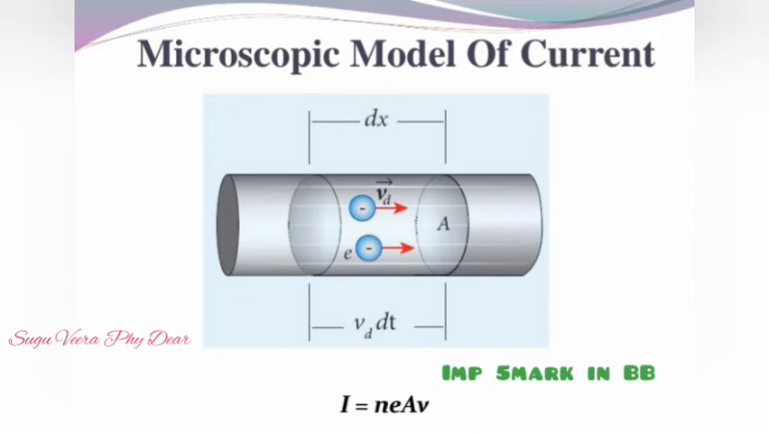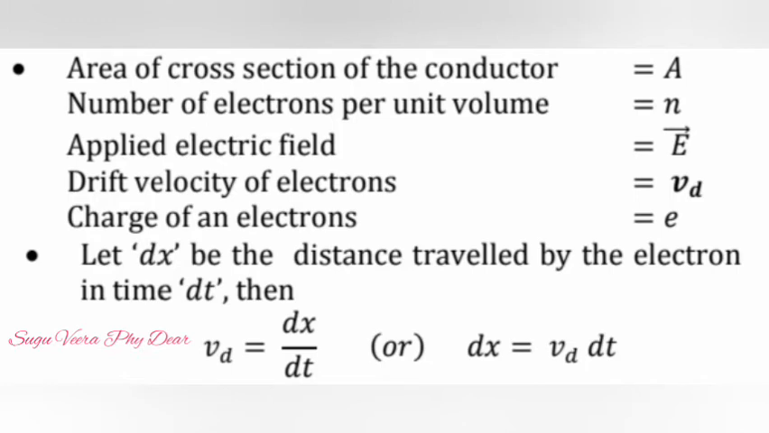Consider a conductor with area of cross section A and electric field E applied from right to left. Suppose there are n electrons per unit volume in the conductor, and assume that all electrons move with the same drift velocity. Area of cross section of the conductor is capital A, number of electrons per unit volume is small n, applied electric field is E vector, drift velocity of electron is Vd, and the charge of an electron is small e.